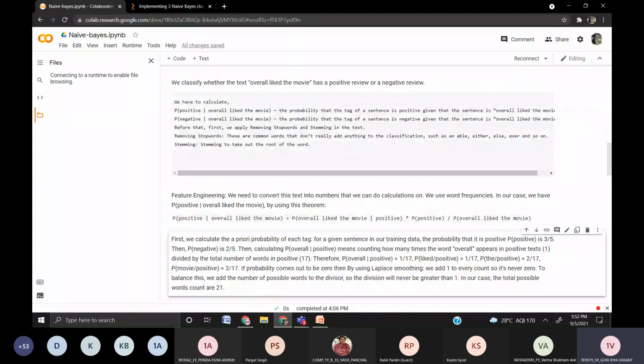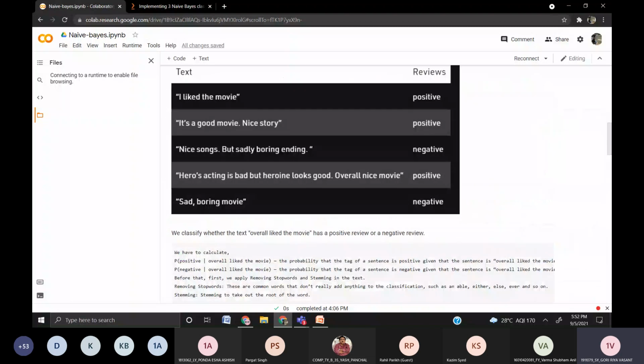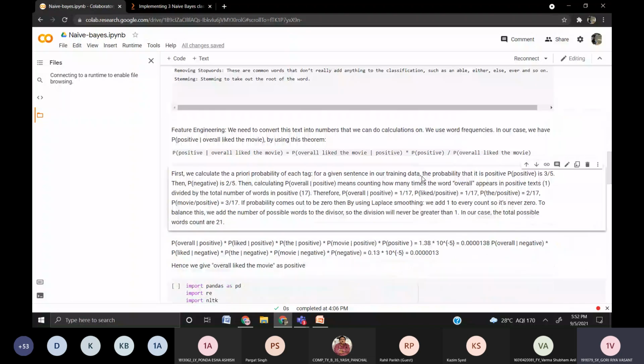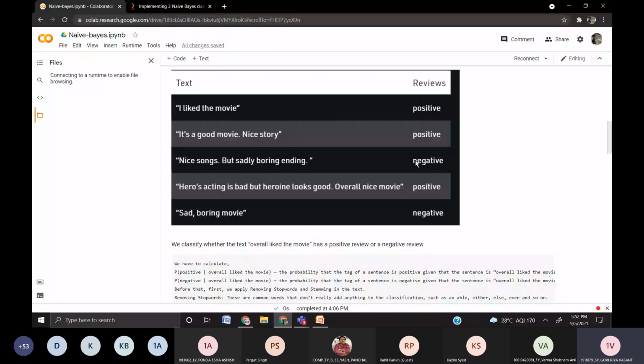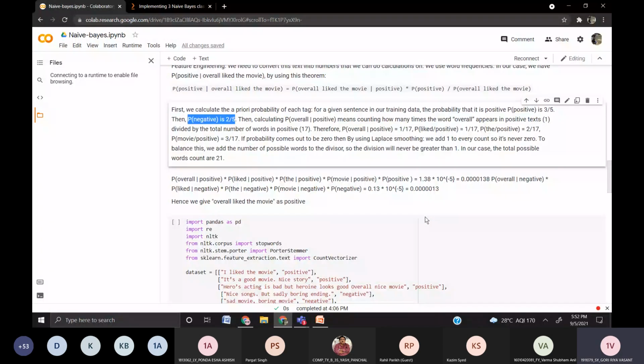In the data set, we can see we have 3 positive reviews, right? So that is our first probability. Then the probability of being negative is 2 by 5, as you can see in the data set, there are 2 negative reviews. Then calculating the probability of the word overall being positive means counting how many times the word overall appears in positive text. That is 1, divided by the total number of words in positive, that is 17, right?